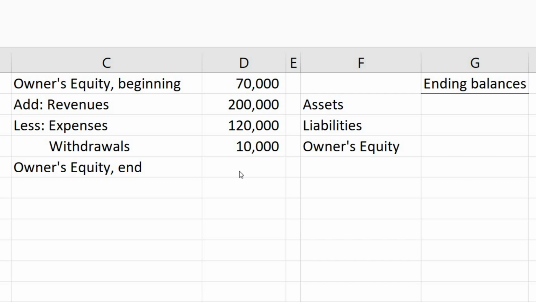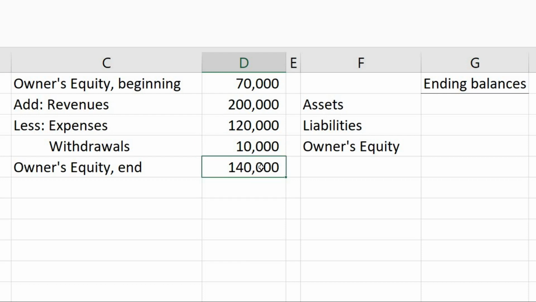So, if you want to compute the owner's equity, what we have to do is, of course, mag-start tayo with the owner's equity beginning. Then, since revenues can increase your equity, we're going to add them. Then expenses can reduce your owner's equity, so you have to deduct them, as well as your withdrawals. So, ibig sabihin, ang na-compute natin, your total owner's equity at the end of the period is 140,000.